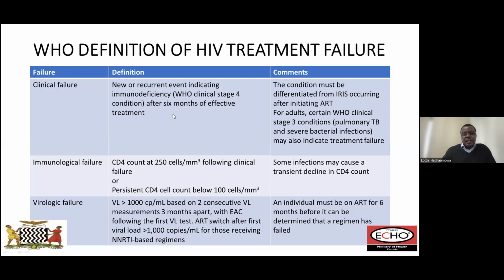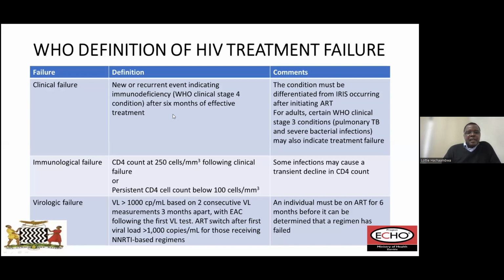The other alternate definition is if someone gets switched. Let's say someone was on an NNRTI-based regimen. This is efavirenz or nevirapine, which we don't use much anymore. And after a first viral load, they are switched. That also meets criteria for treatment failure using virologic definition. And then an individual must have been on ART for at least 6 months before it can be determined whether the regimen has failed or not.